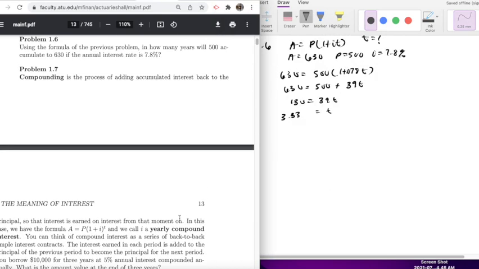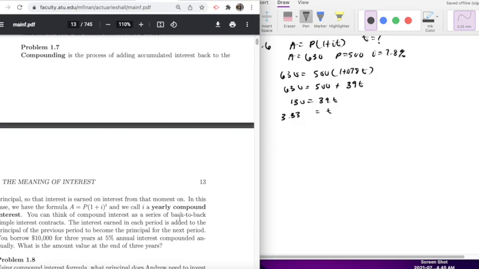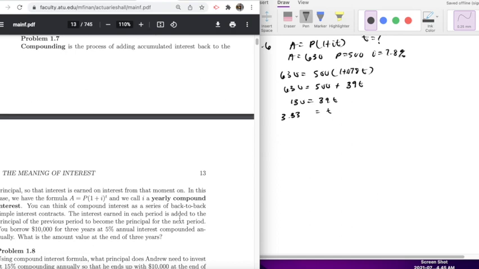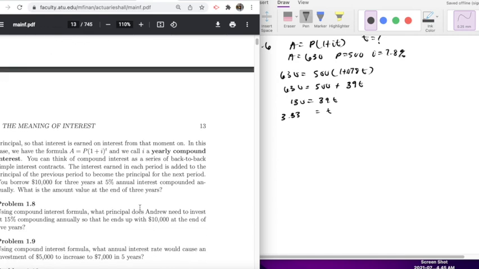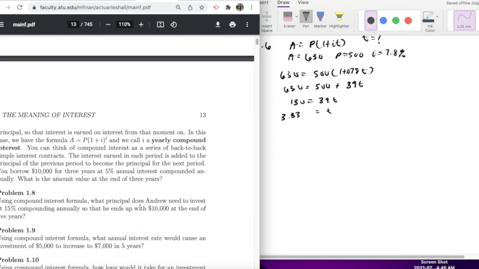So 1.7 actually introduces compound interest. In this case, we have the formula A equals P times (1 plus I) to the t-th power, and we call I the yearly compounded interest rate. You can think of compound interest as a series of back-to-back simple interest contracts.